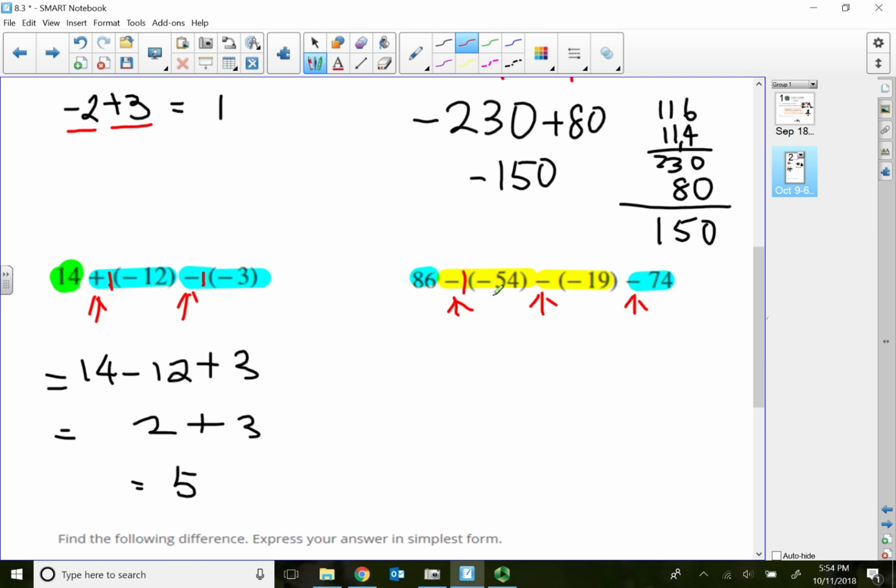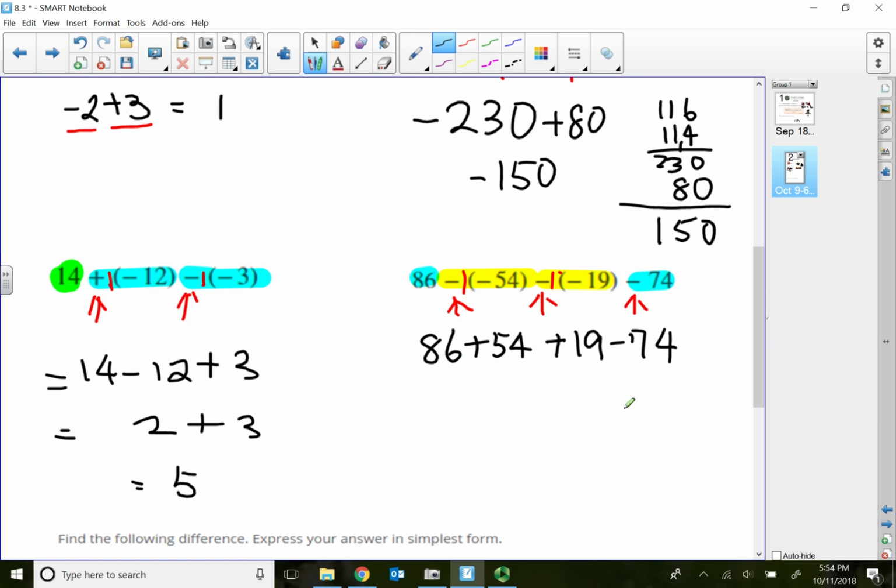So negative 1 times negative 54 is really just positive 54. All right, my third term, negative 1 times negative 19, is really a positive. Okay, and in a future video, I will formally introduce what the sign is supposed to be when it comes to multiplying and dividing. All right, first term is still positive 86. Last term is negative 74. So this problem is 86 plus 54 plus 19 minus 74.